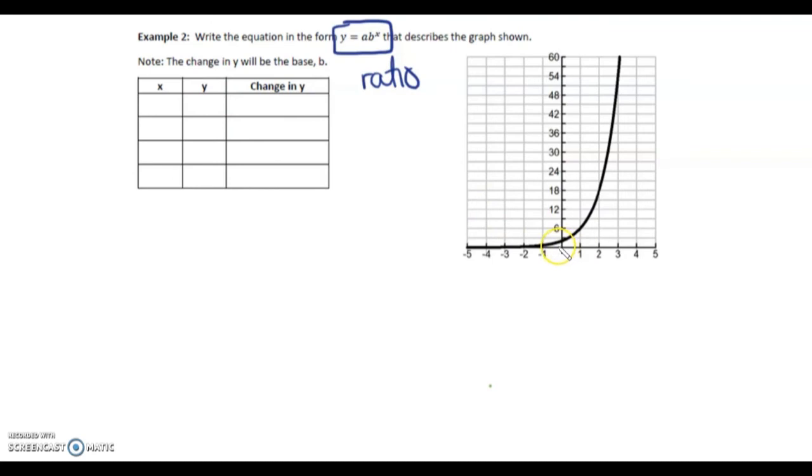So for this one, I get (0, 2), because it's right below the 3. I'm not even going to deal with the negatives here. I get (1, 6). I get (2, 18), and (3, 54).